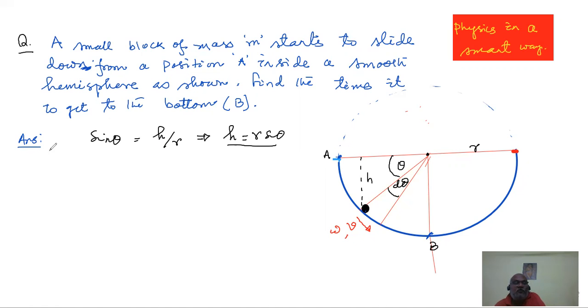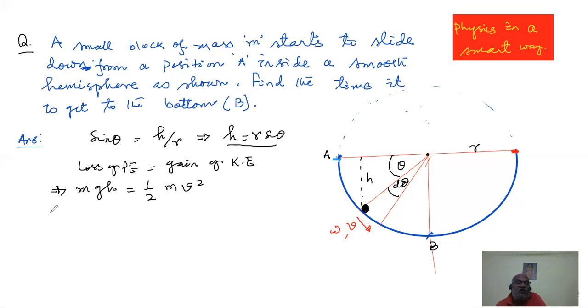So if we use the work energy theorem or energy conversion, we know loss of potential energy will be equal to gain of kinetic energy. Loss of potential energy is obviously mgh, and gain of kinetic energy, you know very well, will be equal to half mv square. Okay, that is energy conversion.